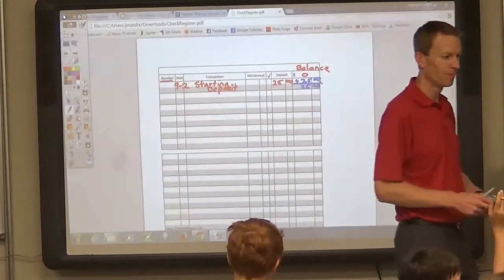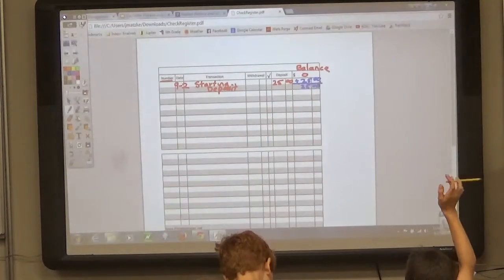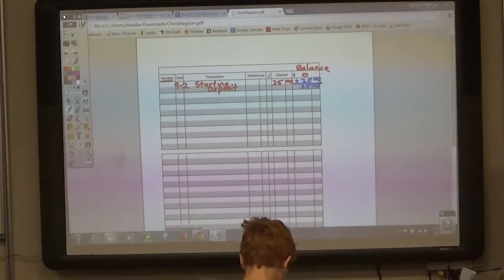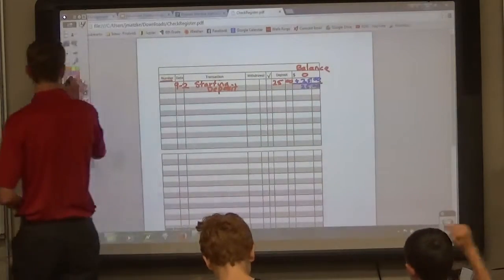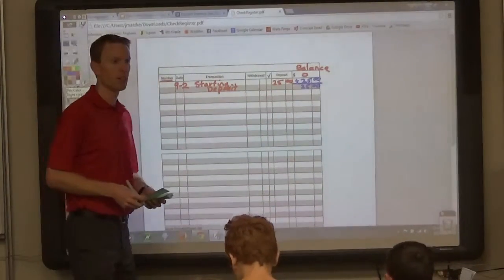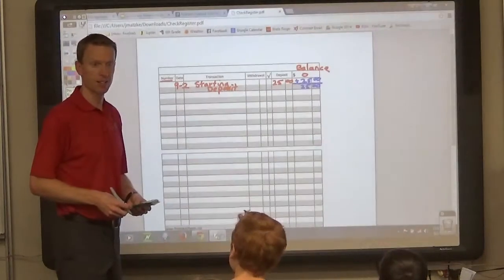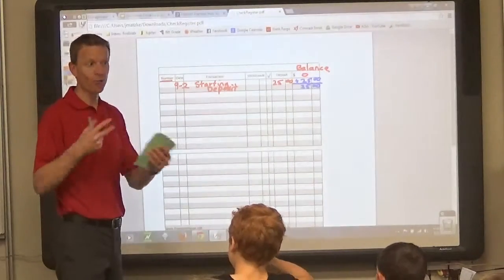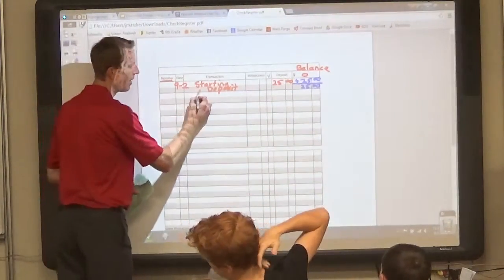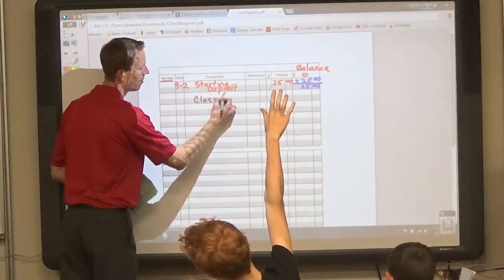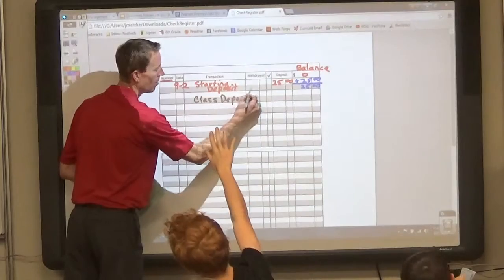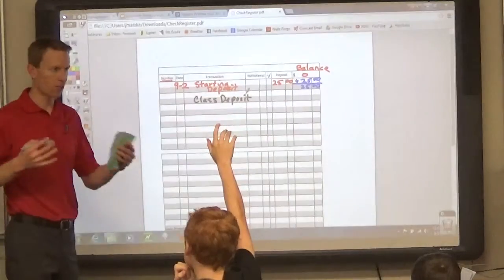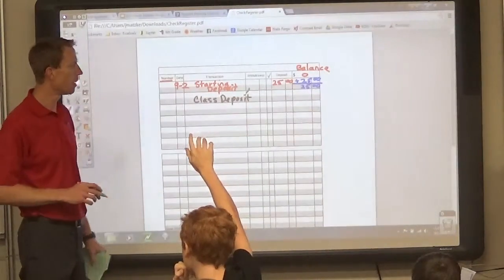Daria. So then that you make the deposit, the balance is 25. The next time, so let's say that you get another deposit, maybe next week we'll already have another deposit. So in the future, your next transaction, hopefully it won't be a check, hopefully it'll be a deposit. And you would write class deposit in the transaction. That's describing why you're writing the check or deposit. This is a class deposit.